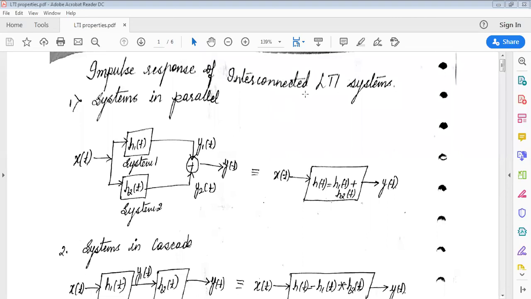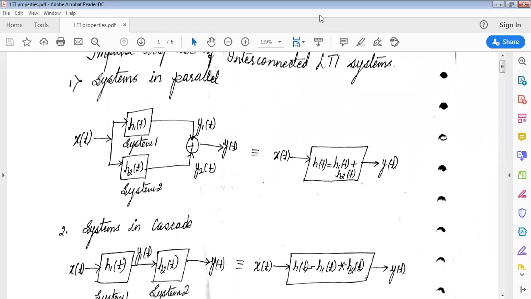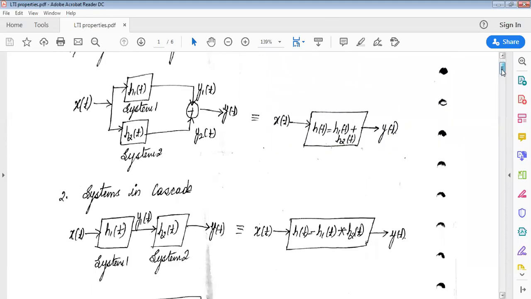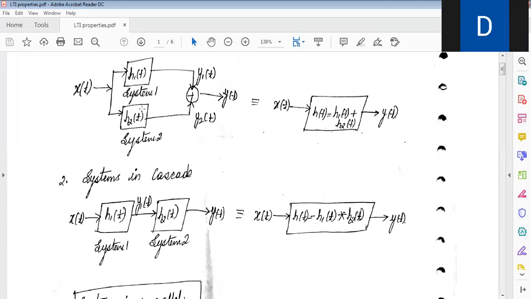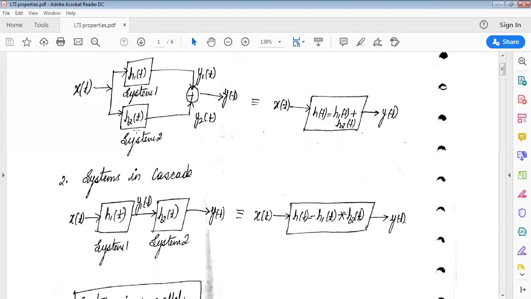There can be two types of interconnection of LTI systems. One is when the LTI systems are connected in parallel, and the other is when the LTI systems are connected in series. When the LTI systems are connected in parallel, you can see we have considered two LTI systems, h1 of t and h2 of t. They are connected in parallel.